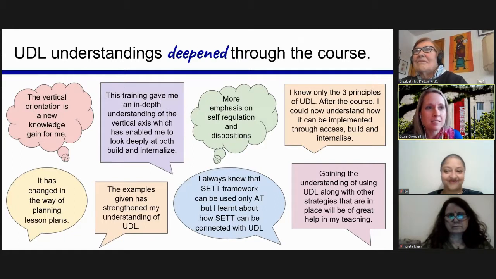And the ways that it was deepened, these are some of the selected quotes from the open response item: that vertical orientation was new to a lot of learners. And so they commented about how that really deepened their understanding about how UDL is organized and how they might be able to apply it at those different levels. There was an emphasis on self-regulation and dispositions, and some comments about the integration of the SET framework that Betsy talked about earlier and how technology fits into this application of UDL.